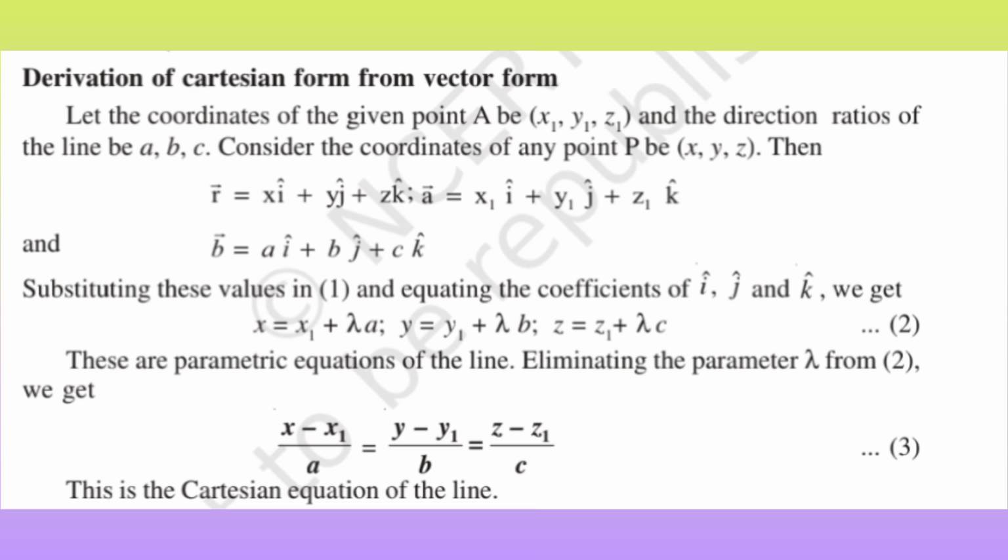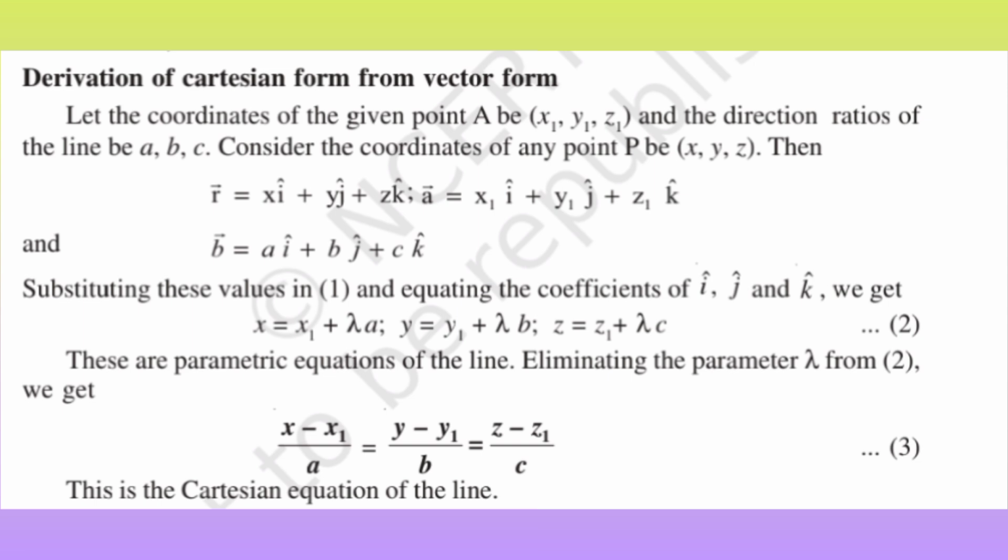in equation 1 and equating coefficients of i, j and k, we get x is equal to x1 plus lambda a, y is equal to y1 plus lambda b, z is equal to z1 plus lambda c. These are parametric equations of the line. Eliminating the parameter lambda from 2, we get x minus x1 divided by a, is equal to y minus y1 divided by b, is equal to z minus z1 divided by c. This is the Cartesian equation of the line.